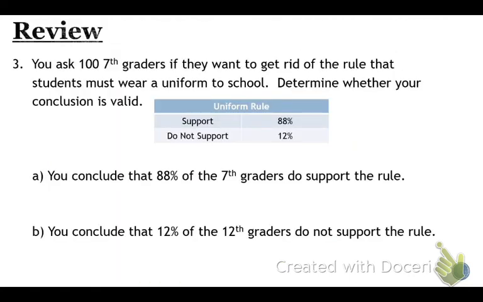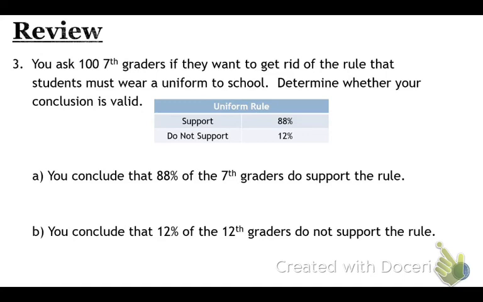So for this one, I've got a review problem. You go out and you ask 100 7th graders if they want to get rid of the rule that students must wear a uniform to school. How many of you guys would want to get rid of that rule? Okay, it looks like quite a few people in here. Is there anyone who likes wearing a uniform to school? All right, nobody in this class.